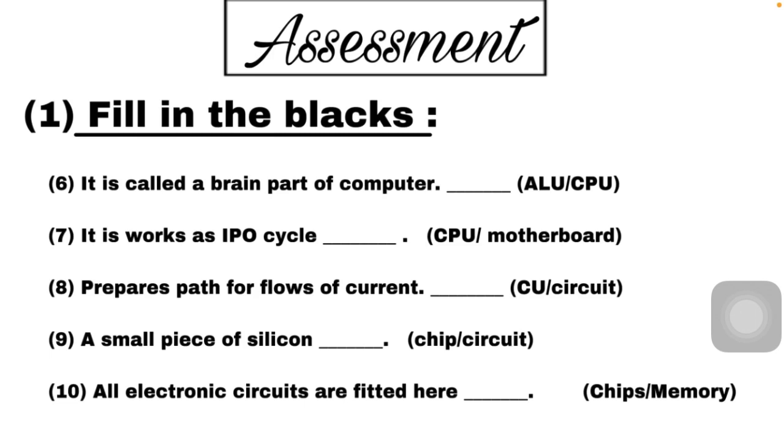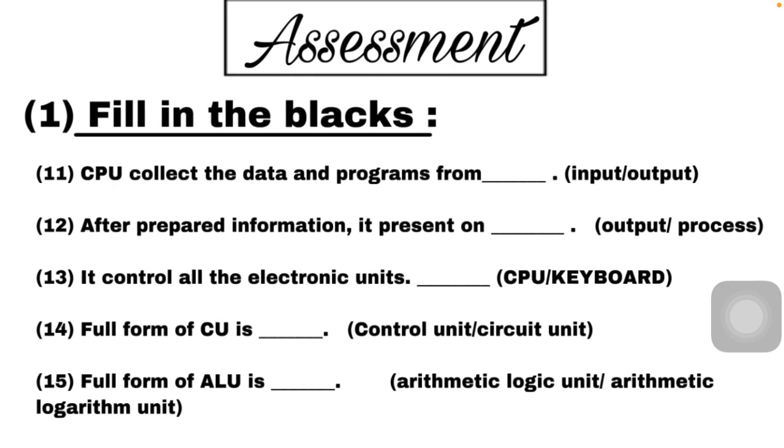Okay, now 10th one, all electronic circuits are fitted here. So where are all the electronic circuits fitted? They are fitted inside of chips. Now 11th one, CPU collects the data and programs from input devices. Now 12th one, after preparing information, after completing the information, it is presented on output devices, right?